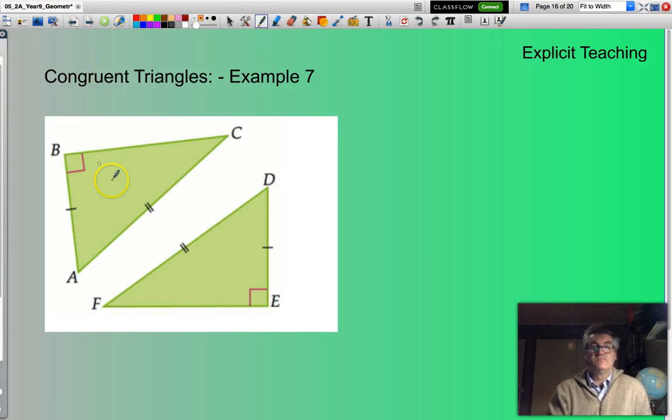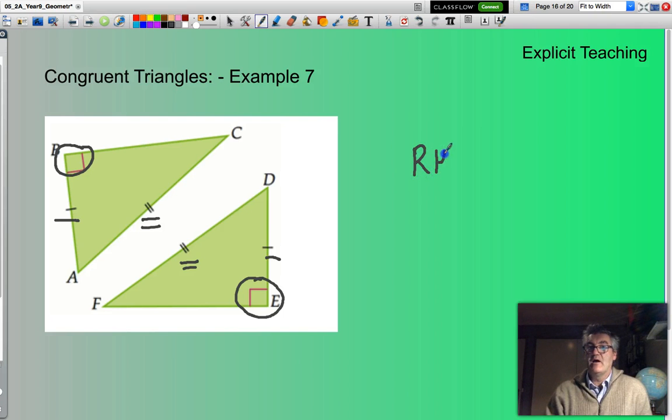And the second to last, this time you can see here, right angle. Right angle. Are the hypotenuses the same? Well, yes, they are. Hypotenuse. And do I have one other side length the same? Yeah, that one is the same as that. So right angle, hypotenuse, side. So the condition for congruency, RHS.